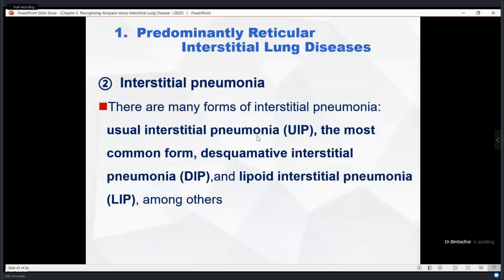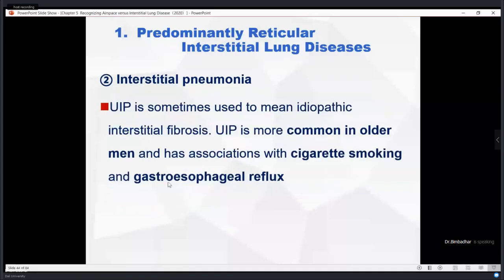The usual interstitial pneumonic pattern, which is the most common form. Then we have the desquamative interstitial pneumonic pattern, which is called DIP. Then there is the lipoid interstitial pneumonic pattern, LIP. So there are three patterns of interstitial pneumonias: usual interstitial pneumonia, desquamative interstitial pneumonia, DIP, and then lipoid interstitial pneumonia, LIP, right? So first we'll talk about the UIP, usual interstitial pneumonia.